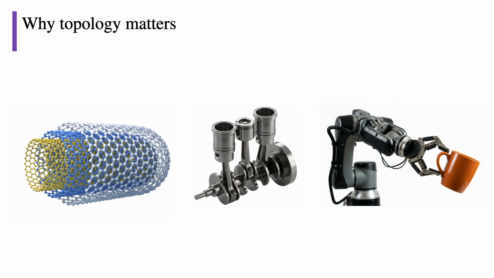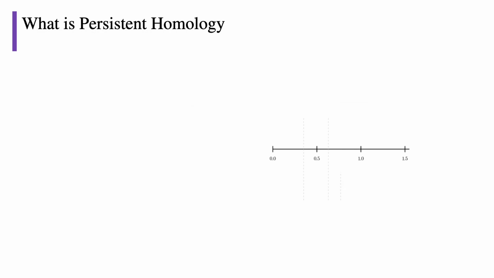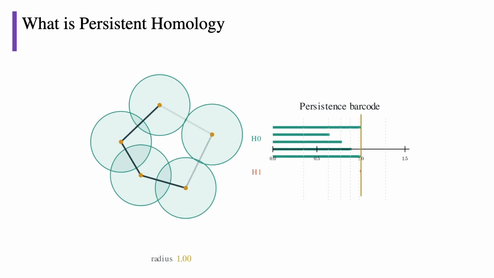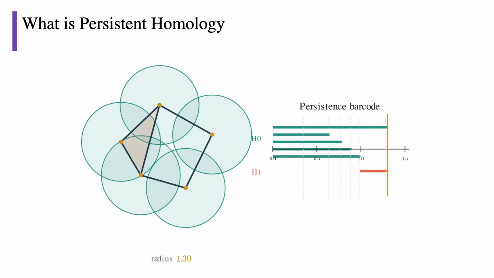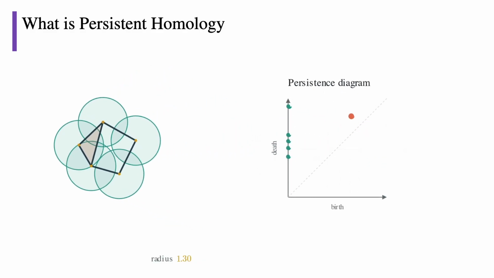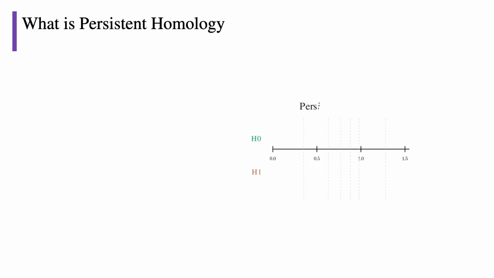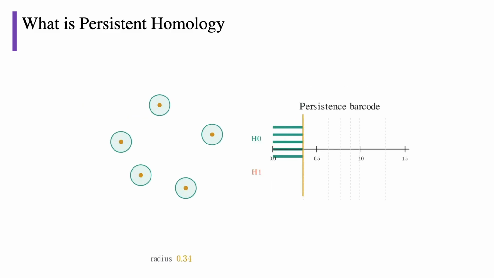In many real-world applications ranging from material science to the study of dynamical systems and robotic manipulation, topological invariants have been shown to be highly informative for characterizing the shape of complex data. A standard way to measure these topological features is through persistent homology. This produces persistence diagrams, which provide a multi-scale description of the underlying topology of a shape, tracking how topological features like connected components and holes are born and die across different scales.